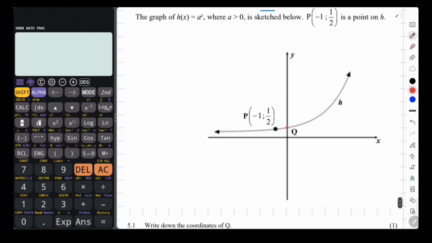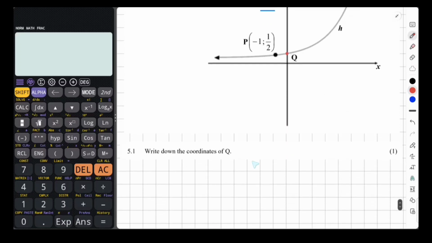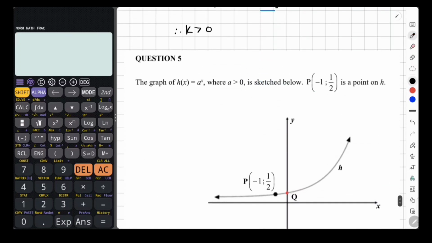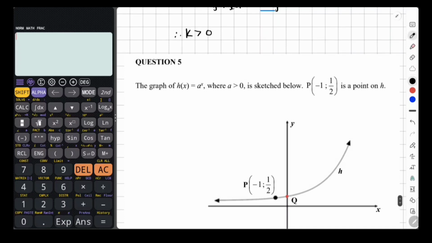In order to find the y-intercept, always make x equal to 0. So we're just going to do that. Make x equal to 0. So the equation of this graph, h(x), is just a to the power of x.